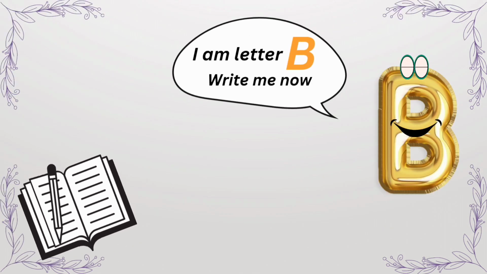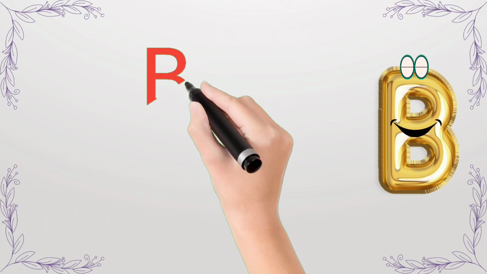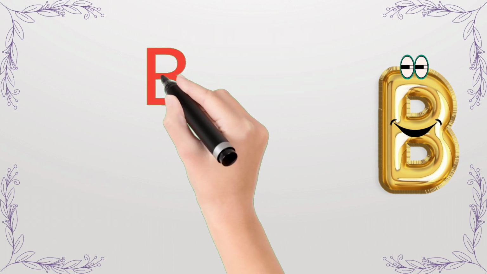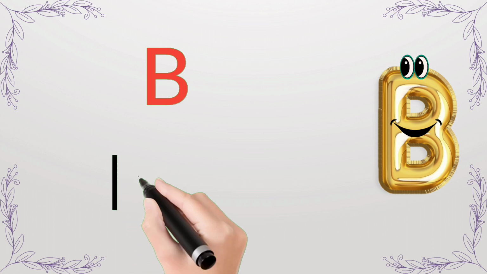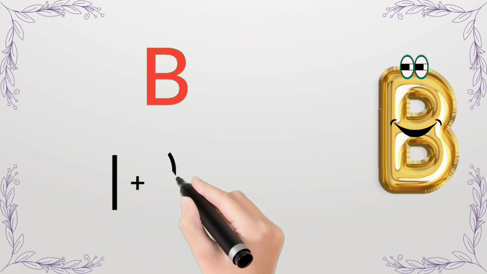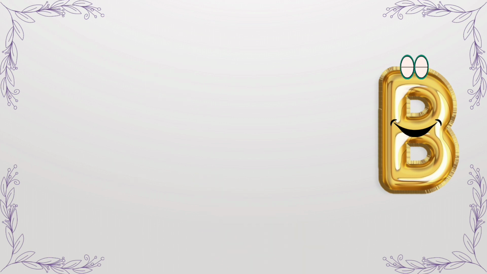I am letter B. Write me now. Straight line, right curved line, last right curved line. Say B 5 times and write B, B, B, B, B.